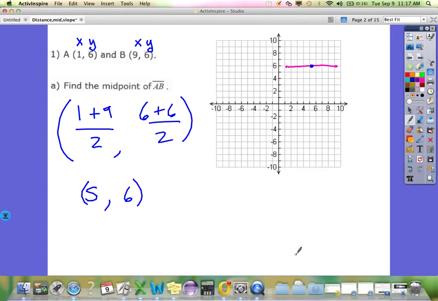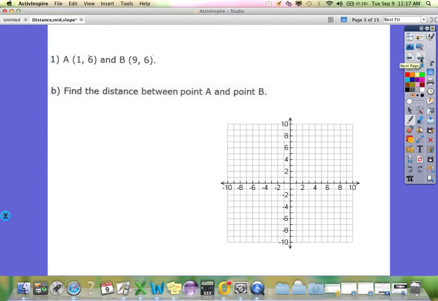So that's our answer. For the distance, again, I can plot those points, and I can count the distance of that line, because it's horizontal. We can count horizontal and vertical things. So I can see it's 1, 2, 3, 4, 5, 6, 7, 8 units long. I can also do the distance formula. For practice, I will do that.